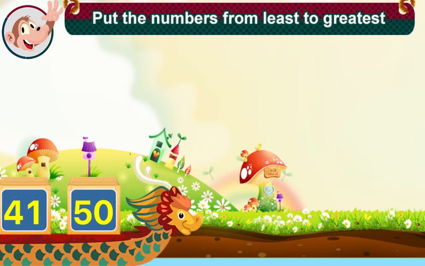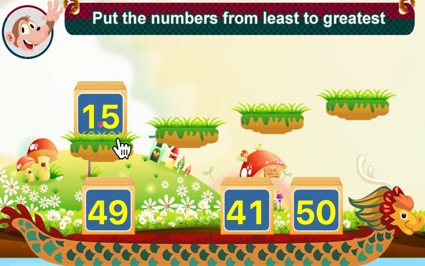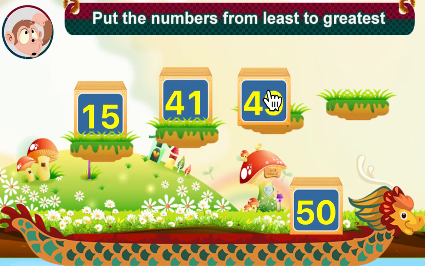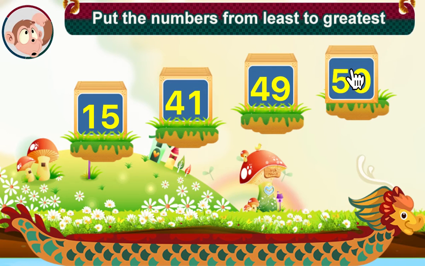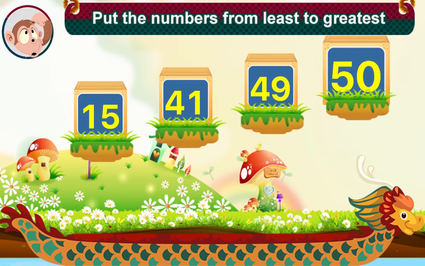Put the numbers from least to greatest. Fifteen. 41. 49. 50. 15, 41, 49, 50.